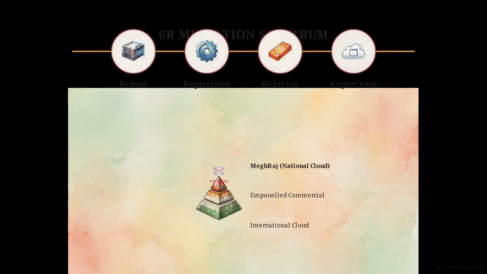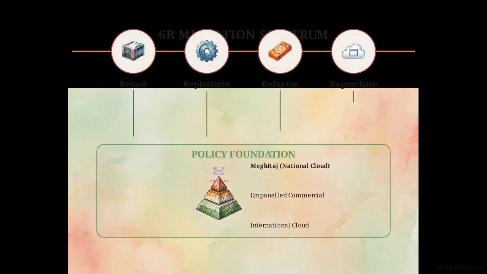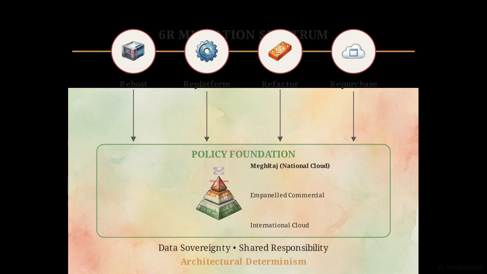When evaluating a migration path, legal compliance acts as a permanent filter over the entire strategic spectrum. Data sovereignty, shared responsibility, and architectural determinism form the actual boundaries of a successful cloud migration.